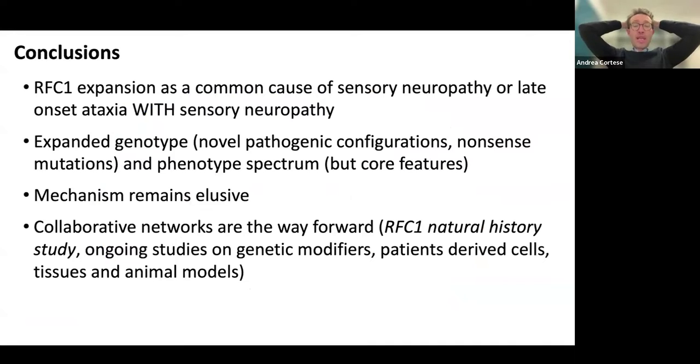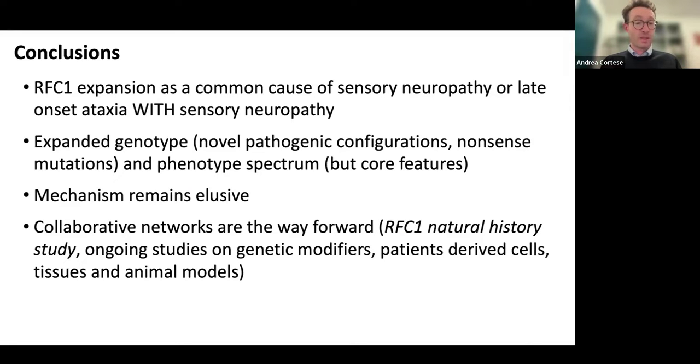RFC1 expansion is indeed a very common cause of ataxia and sensory neuropathy. We're getting to know the way the disease presents better. We get to know better what the underlying genetics is. Yes, there is a common biallelic repeat expansion, but it may be more complex than that. There's some variation in the repeat motif, which may matter. And there are some patients that have a coding mutation. So the gene should be sequenced.